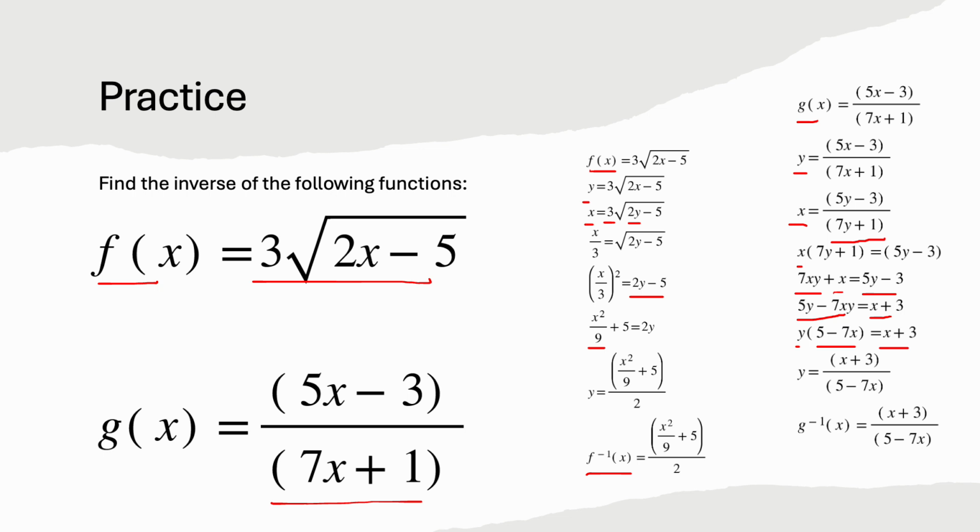And then to isolate the y, we're just going to divide by the remaining part again, which is going to be 5 minus 7x. And then that's our inverse.